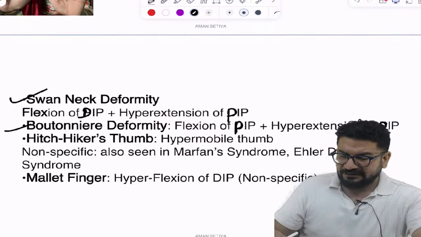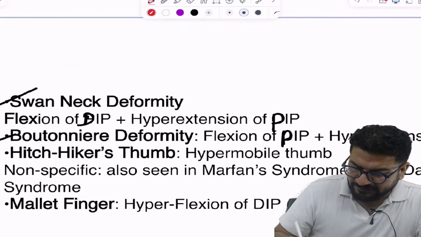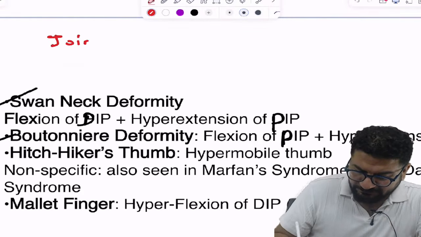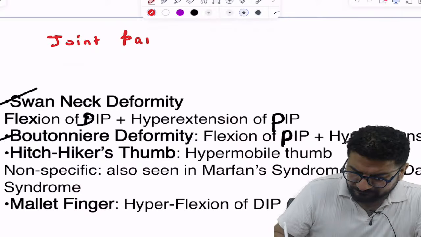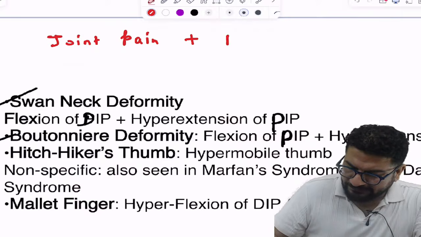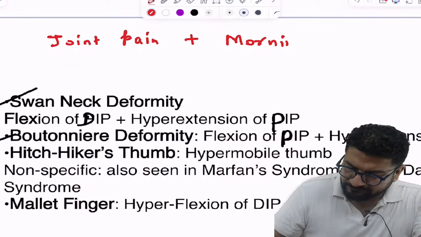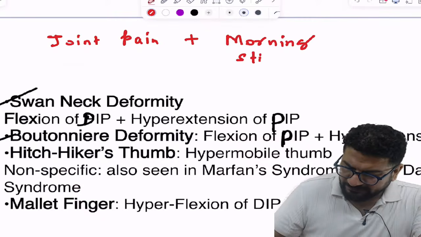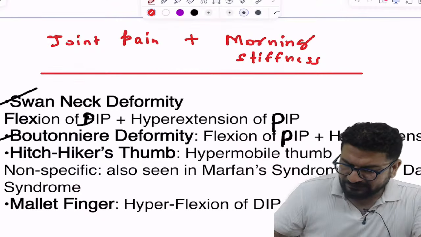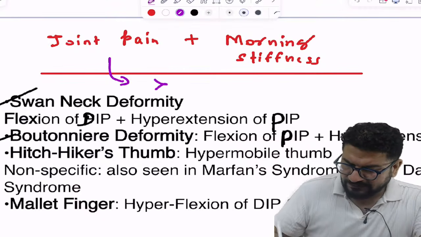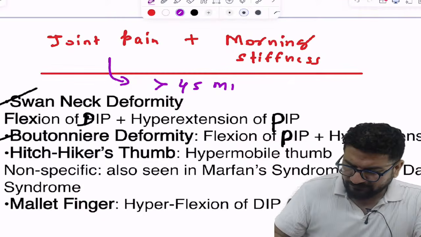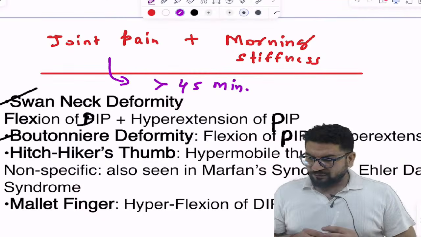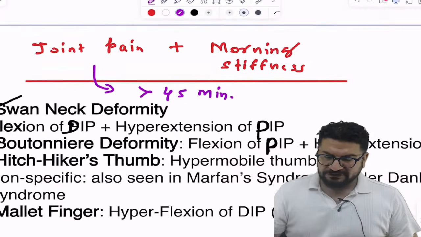Other than this, remember how the question starts, they ask you the patient will have joint pain, especially in the smaller joints, and along with morning stiffness. Joint pain, along with this you can notice morning stiffness, and this will last for more than 45 minutes. So this is about your rheumatoid arthritis.